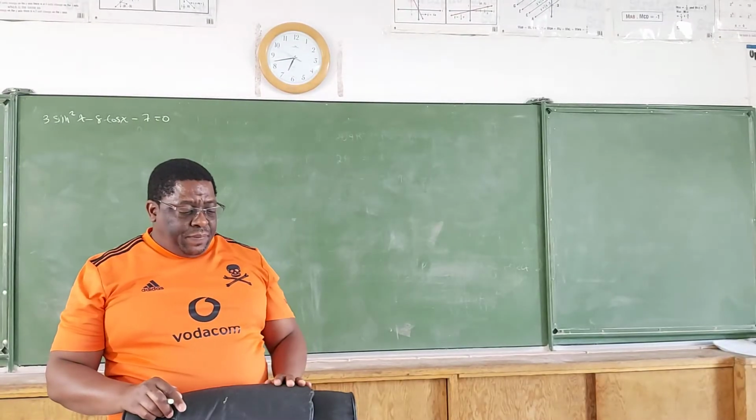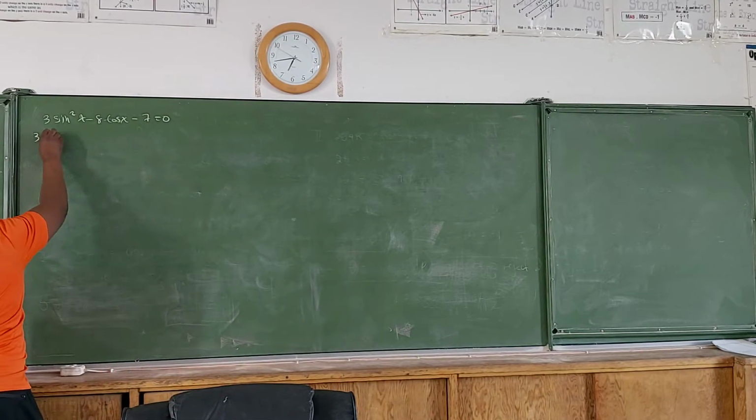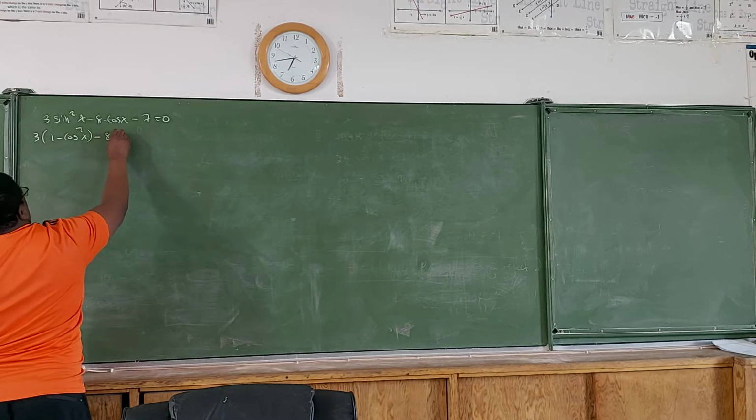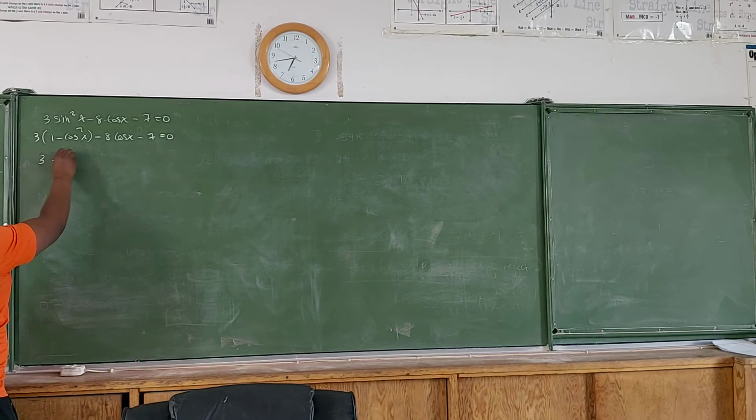The moment you have got something inside there, like a 3x or 3 theta, you must think of general solutions, even stuff like that. Okay, so quickly if we do this, we know that this becomes 1 minus cos squared x minus 8 cos x minus 7. You with me so far? Okay.